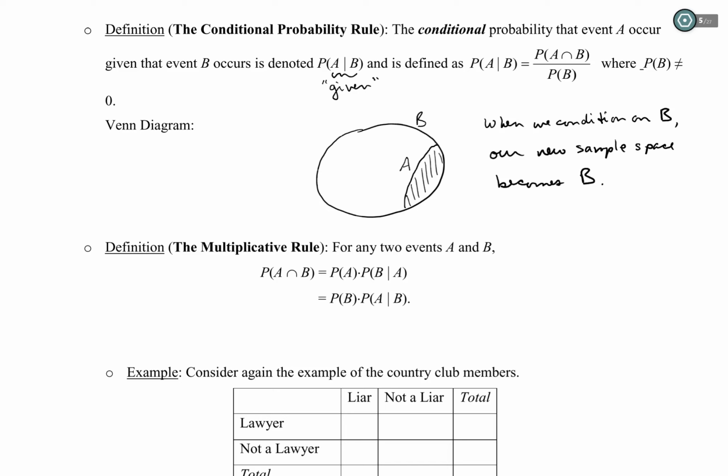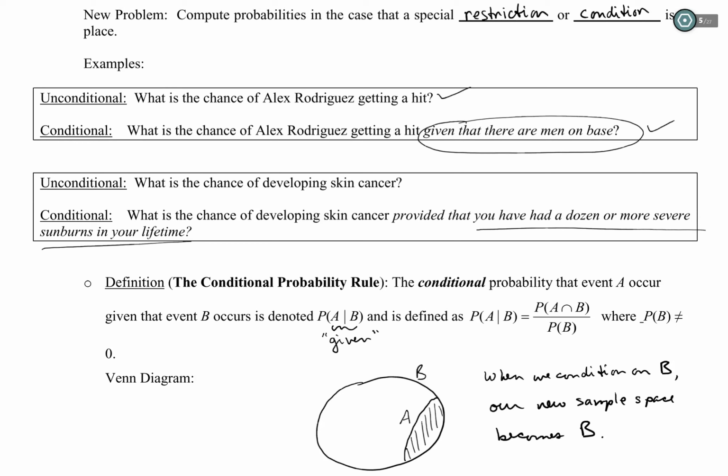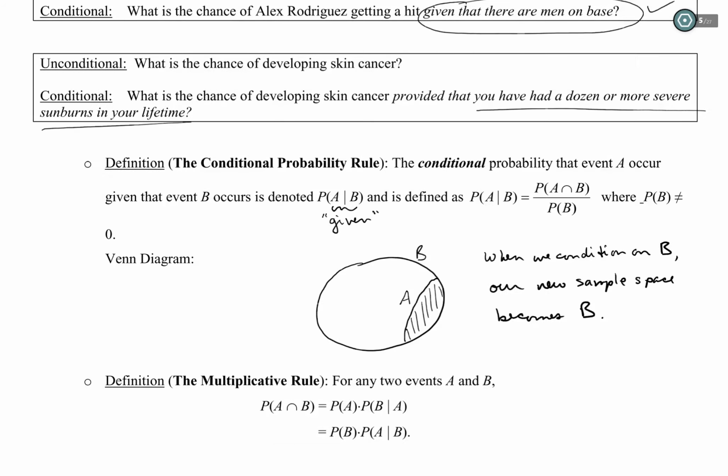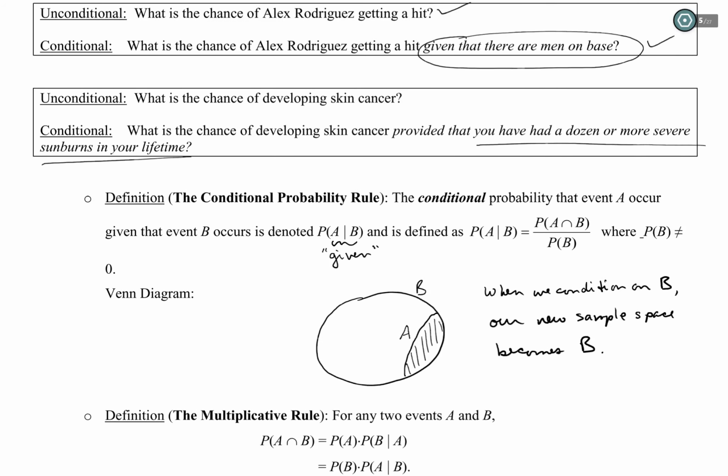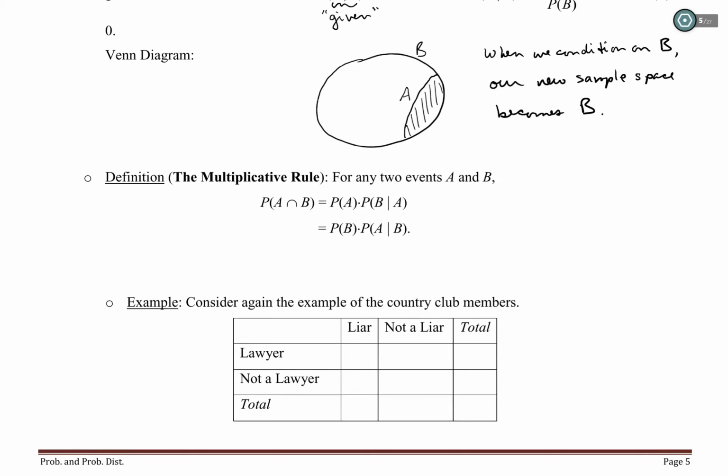Because we're assuming that B has occurred. A way to think about that is if you were to compute the chance of Alex Rodriguez getting a hit given there are men on base, you would only look at situations where there are men on base to get that particular batting average. So given that scenario, you're restricting yourself just to that.